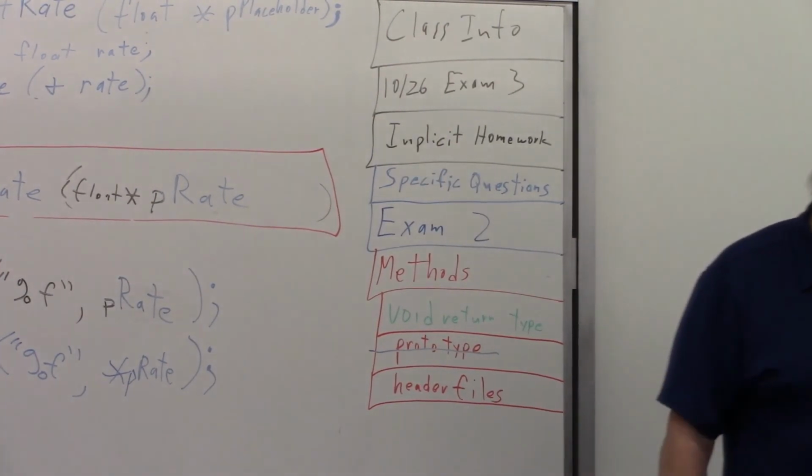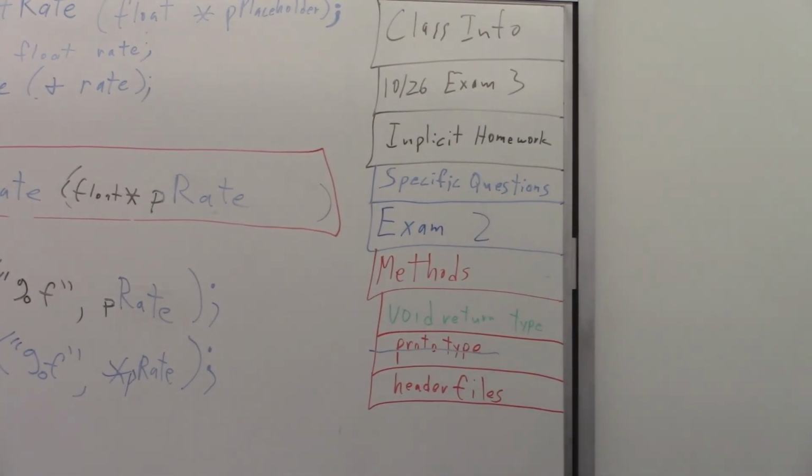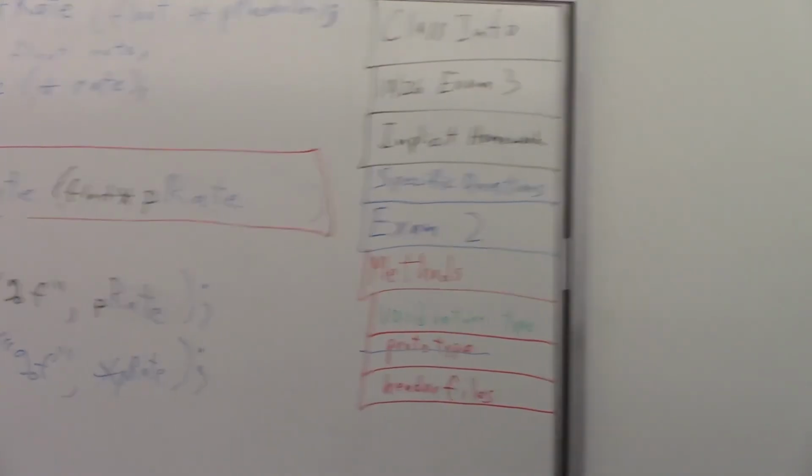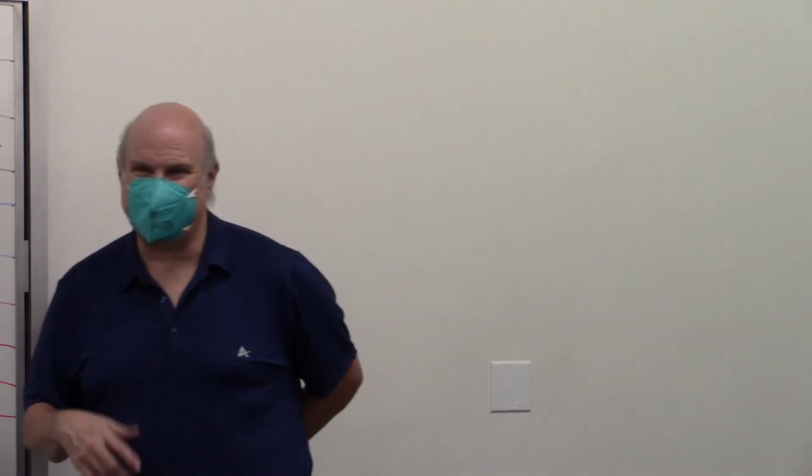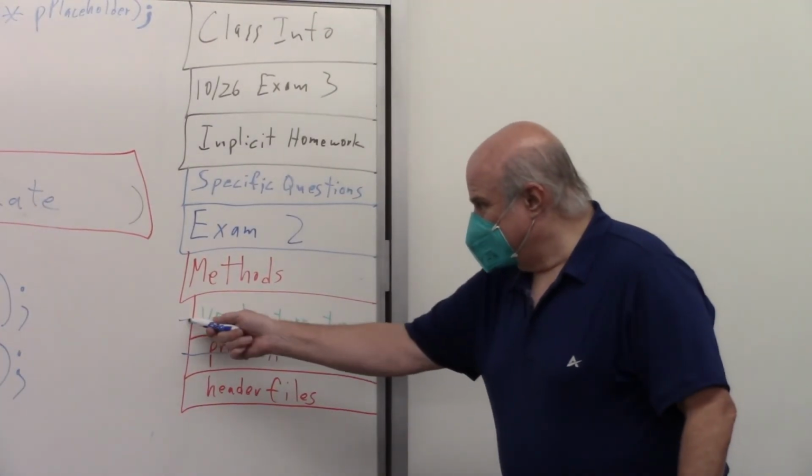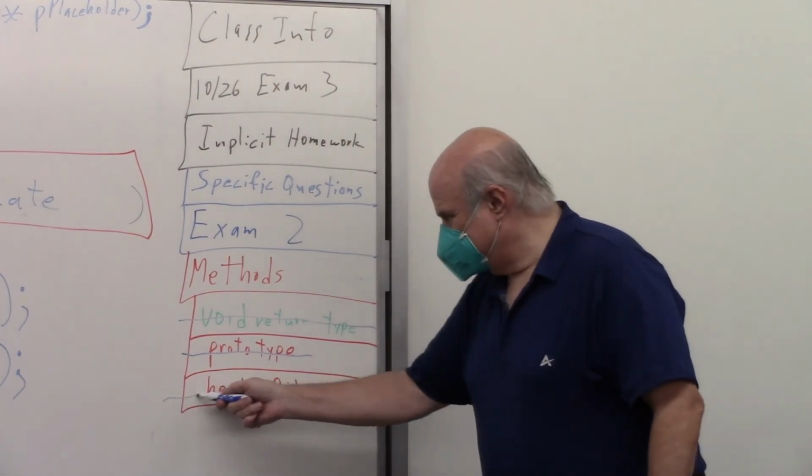You've probably all used it already. In fact, I'm certain you have, because when they give you your little prototype method, that int main that you then fill out with your code, they almost always have return 0 at the bottom of it. So you've already been using it actually. And we talked about header files.